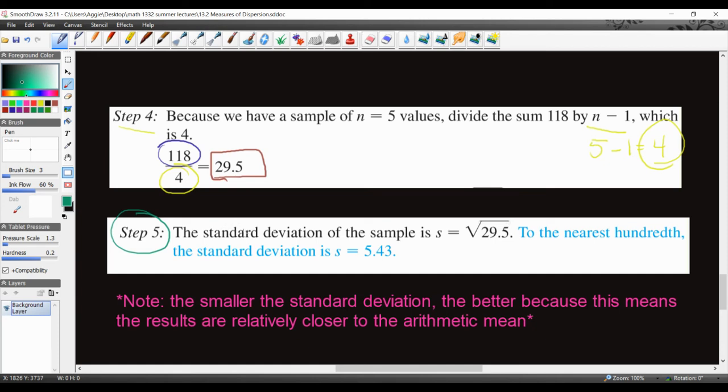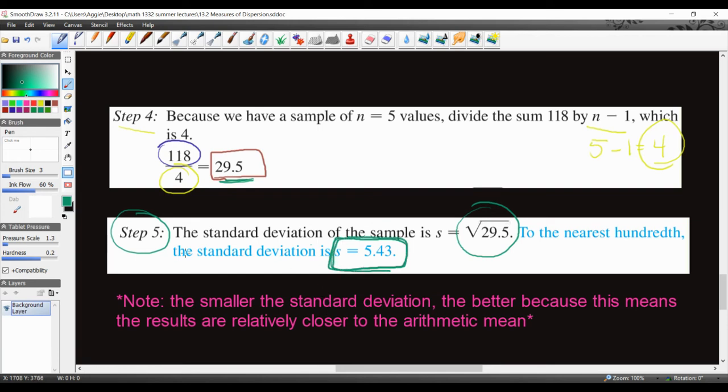And the last step, step number 5, is to take the square root of that. So we say the standard deviation of the sample, S, is equal to the square root of this number, which comes out to approximately 5.43. Okay, and that's our answer.